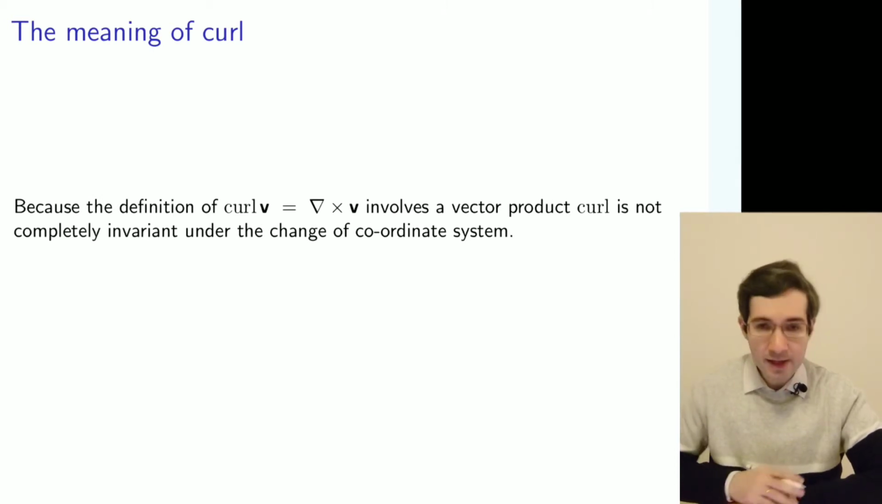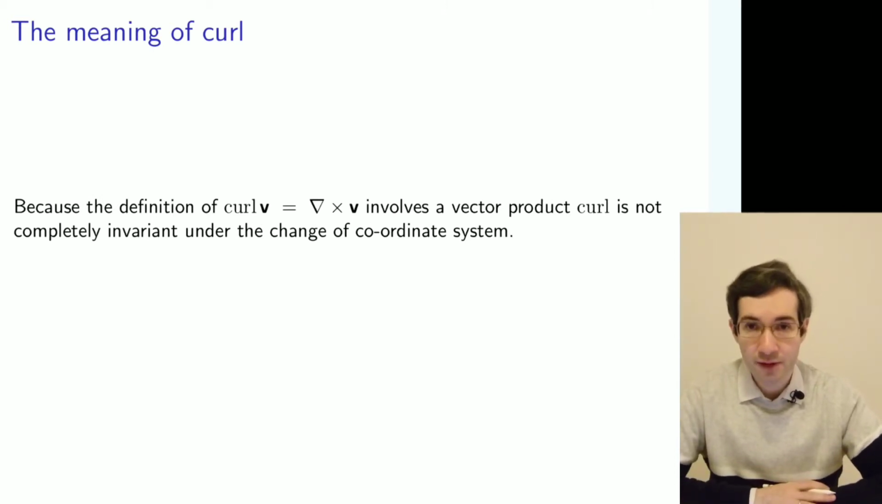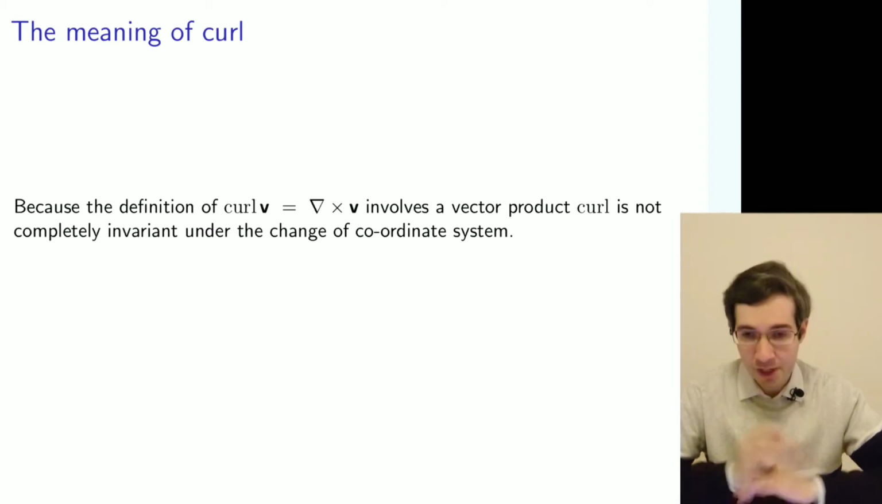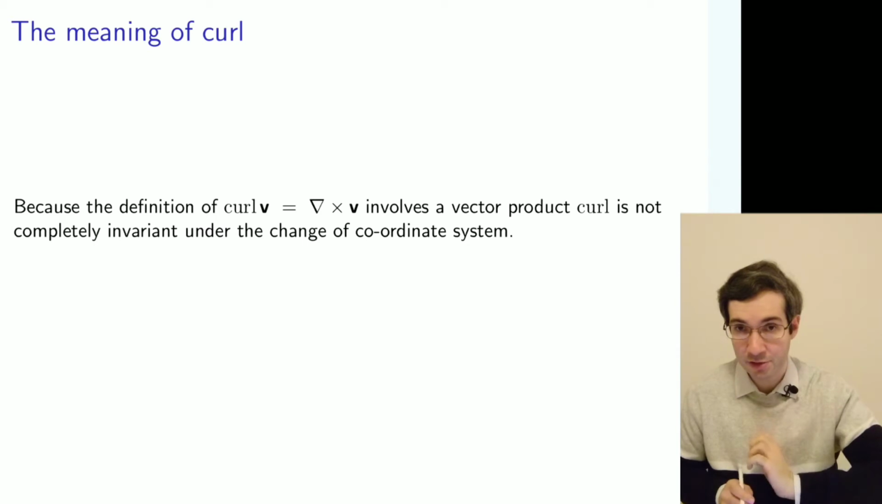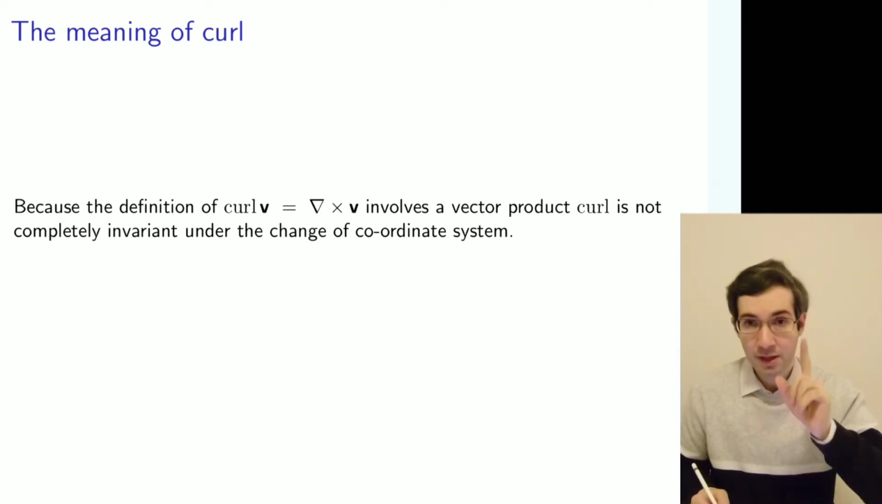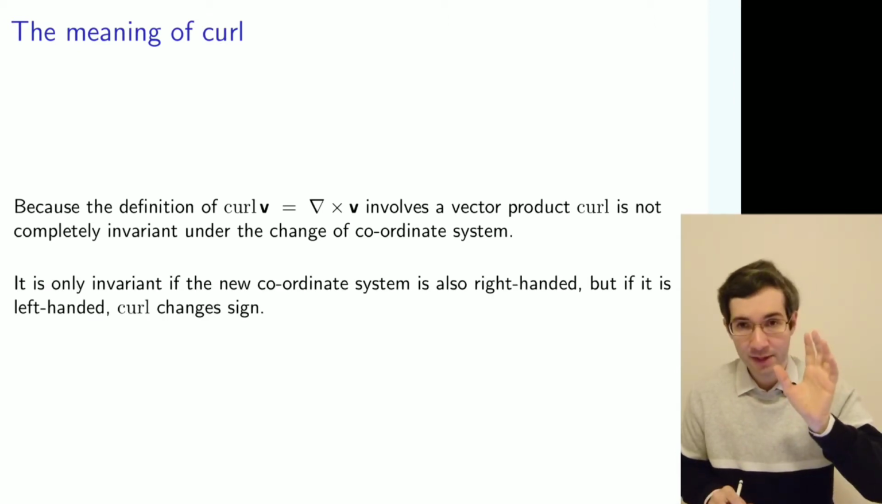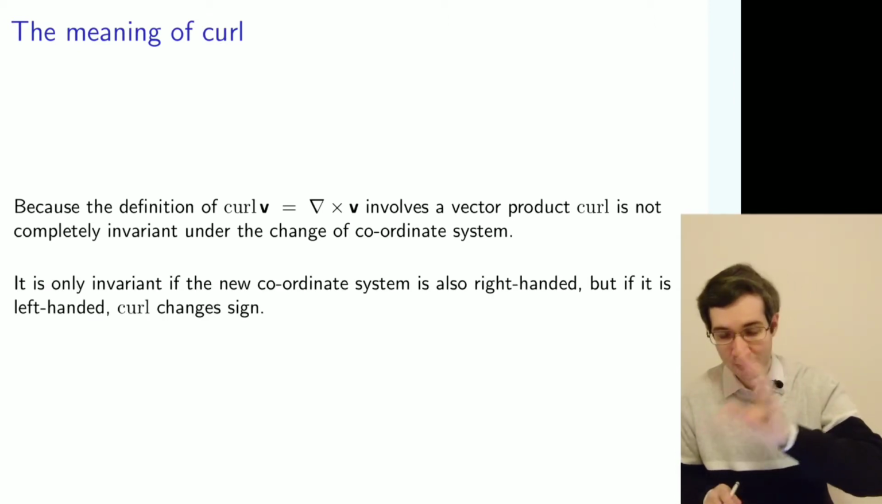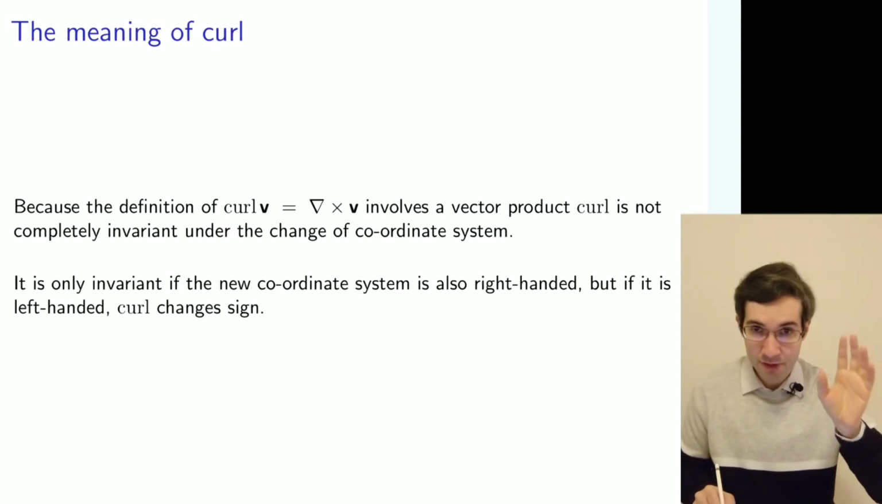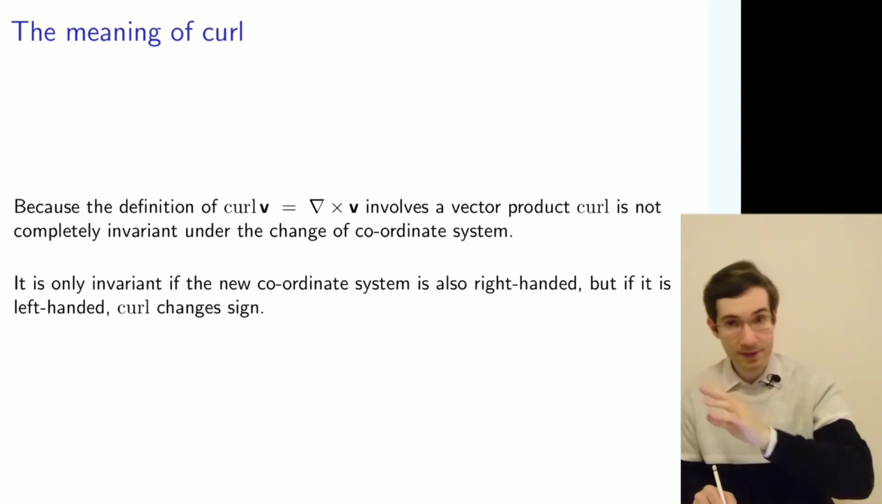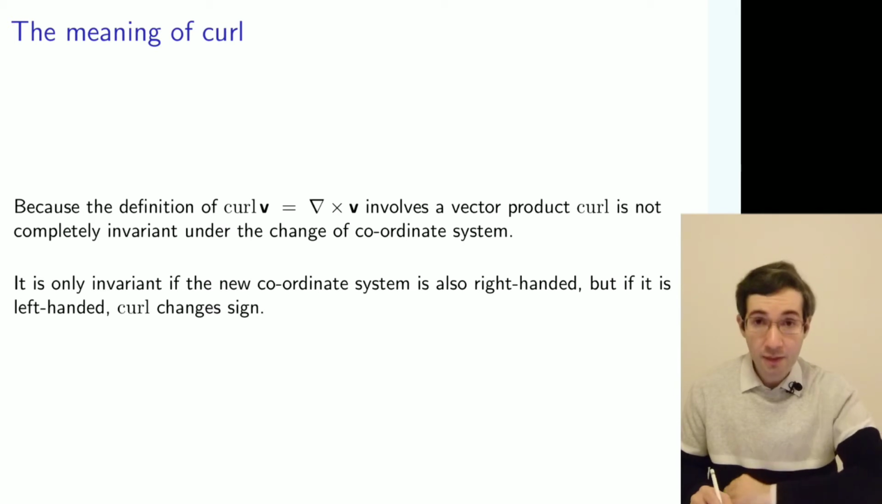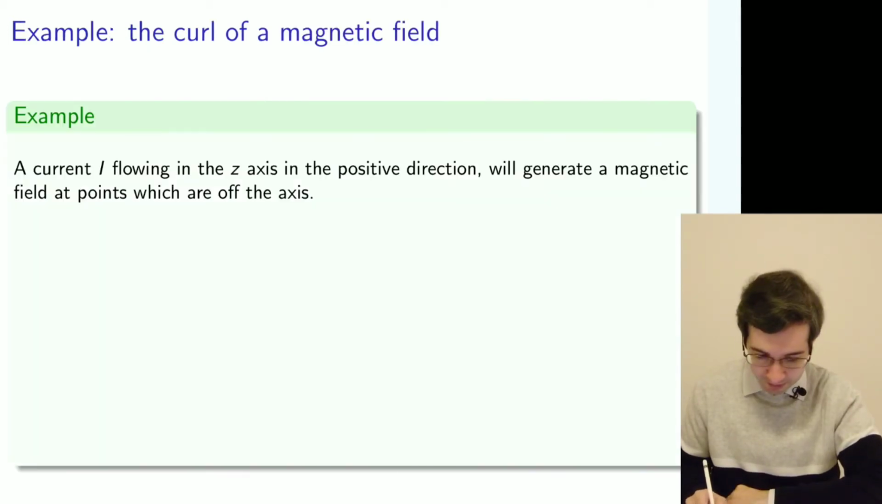And it's important how you define your coordinate system when you talk about the curl. If you change your coordinate system, you might change the curl. Why? Because it depends on the orientation, not just on magnitude. If the system is right-handed, it will be the same orientation, but if you change the orientation of your coordinate system from right-handed to left-handed, then the curl will change its direction.